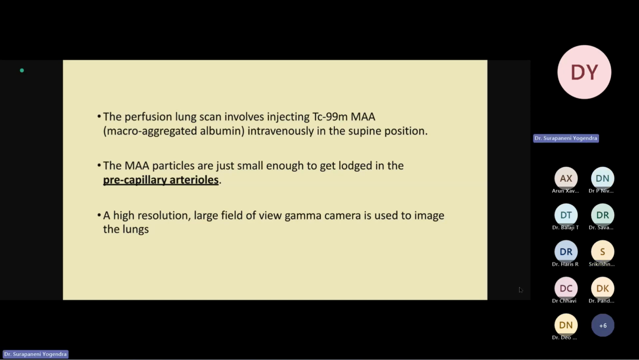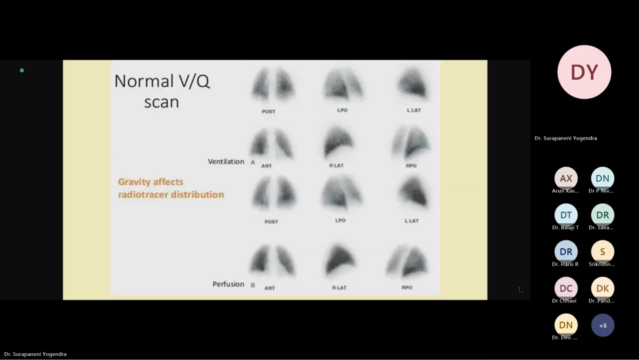Yes. So this is a normal VQ scan and the effects of gravity. You didn't show that slide. So the first one is the first two images. Slide, please. Your talk and your slide should coincide. Otherwise, we don't know what you're talking about, where you're talking. There is no synchronization at all.